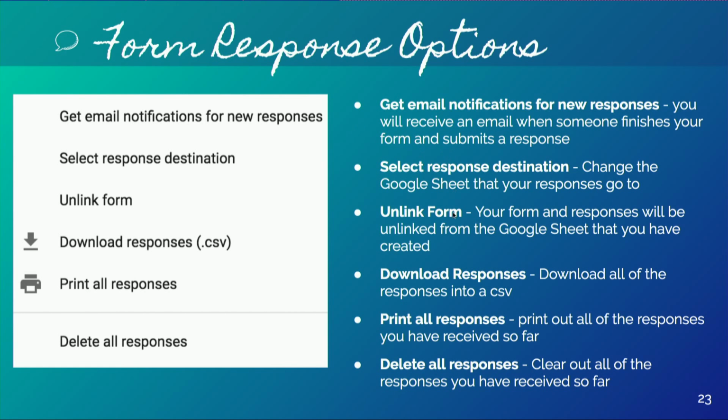You can unlink your form, so that means that any responses that are submitted will no longer be tied to that Google Sheet. You can download your responses into a CSV file. So again, great for printing them out. The trouble with a CSV file that you need to keep in mind is that you're not able to edit any of the information. What you see is what you get. So it's great if you want to print it out and have it right there for you, but you're not able to filter any of the data in front of you. So just keep that in mind, okay? You can also print out all the responses you've received so far, and then delete all responses, so you have a clear sheet. If you're done with it, you don't need the student responses anymore, you're ready to go.